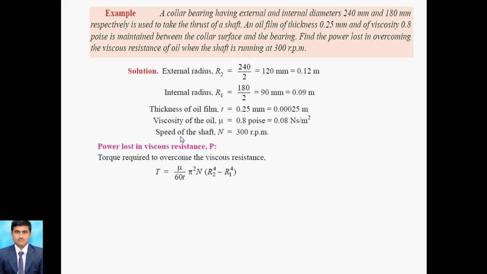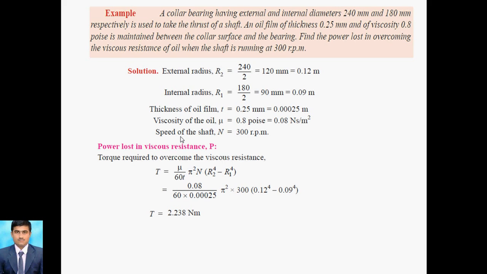That is, T is equal to mu into 60 t pi square, sorry, pi square into N into R2 raised to 4 minus R1 raised to 4. So we put the values over here. Mu we take as 0.08, 60 as it is. T is 0.25 mm, so we convert this to meter: 0.00025. Then R2 raised to 4 is 0.12 raised to 4 minus 0.09 raised to 4.